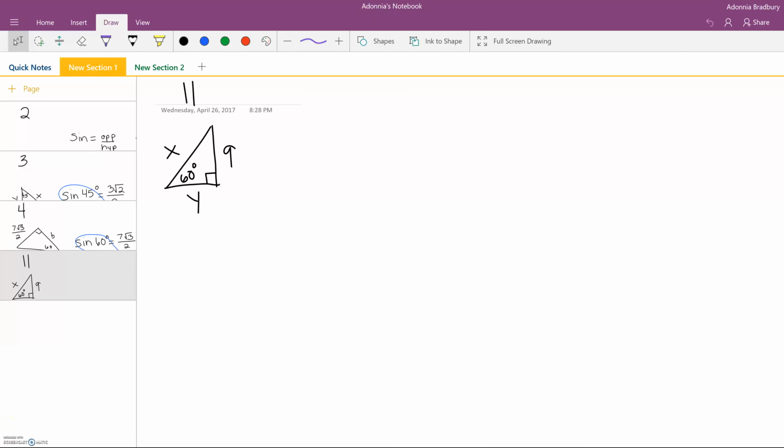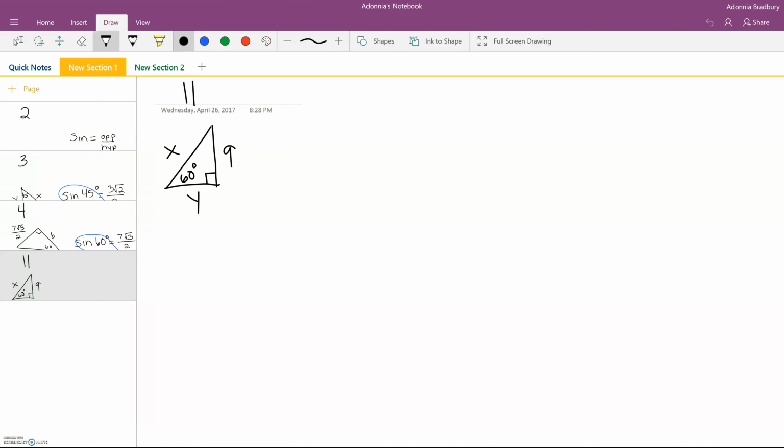Okay, you guys, on number 11, I'm concerned because there's a lot of radicals going on in this problem, and I'm just concerned you're going to have trouble getting through it. So I'm going to help you out with number 11. There is a similar problem on number 21 that's going to be just as difficult. So let's go over 11.